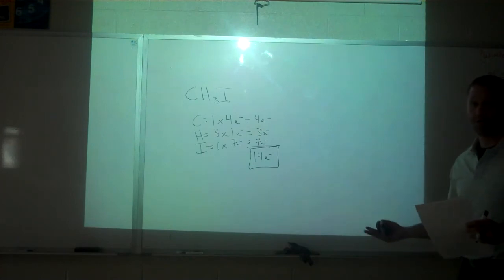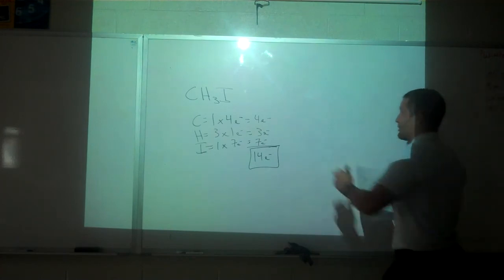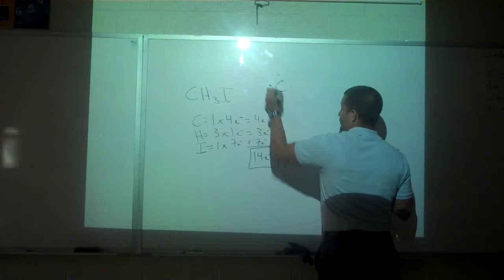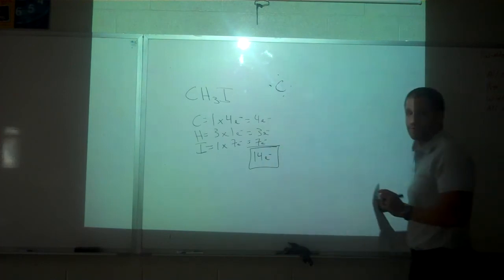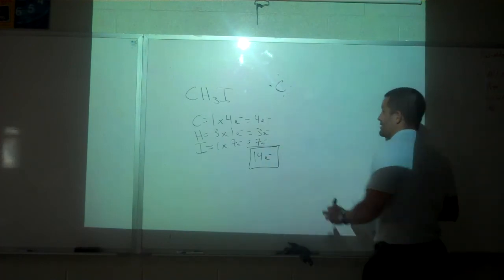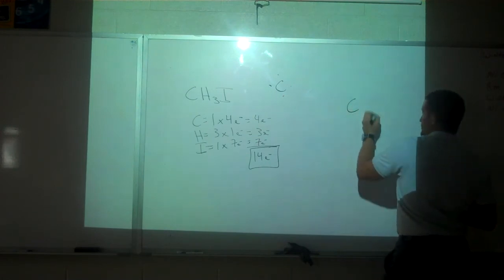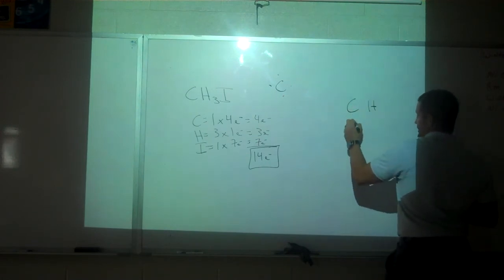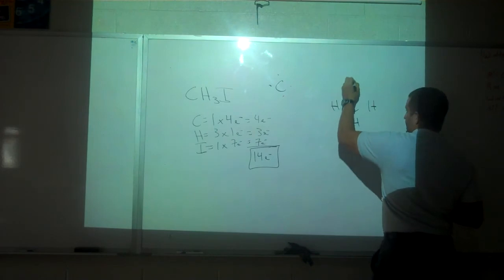Okay, now, what's the central atom? Well, it should be carbon, because it has a lot to give. Because carbon has 1, 2, 3, 4. It has a bunch of different sides it can use. So you should be able to see this in your head now a little bit. So I put carbon in the middle, put a hydrogen here, hydrogen here, hydrogen here, iodine here.